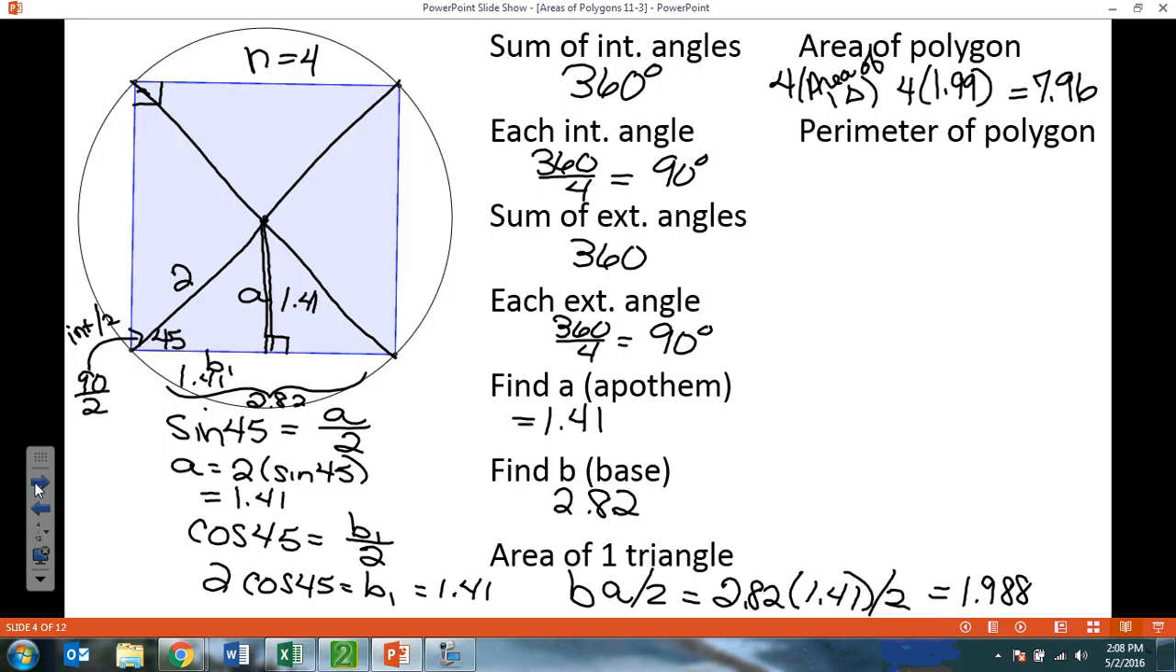Okay. How do I find the perimeter of my polygon? The base times 4. 2.82 is my full base. So 2.82 times 4 is how much?